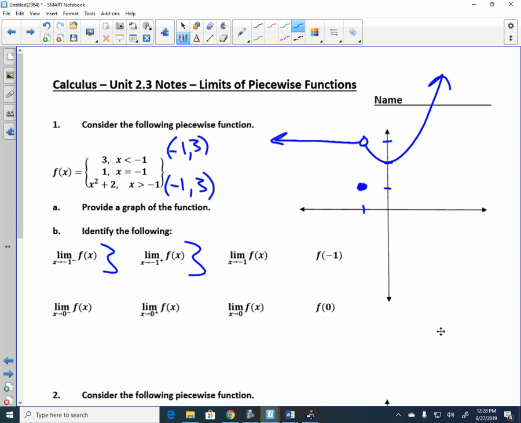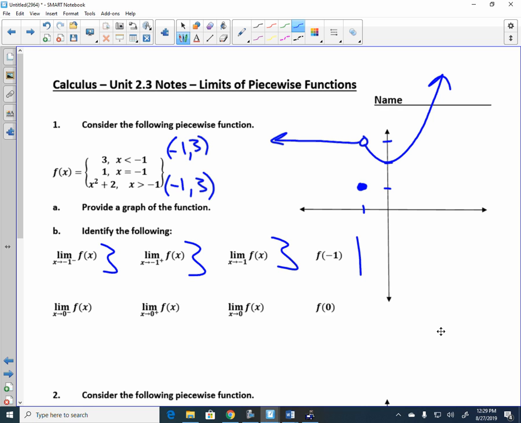What's the limit as x goes to -1? Why? Same from the left as it is from the right. That's the more formal definition from what we talked about originally: in order for the limit to exist, it must be the same from the left as it is from the right. What is f of -1? 1. Notice how that is different. f of -1 is different than the limit.